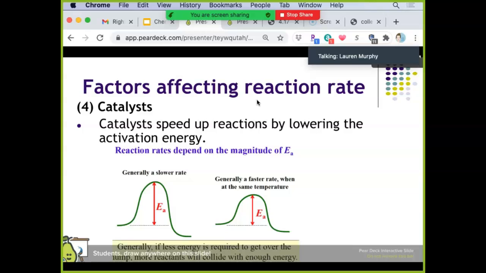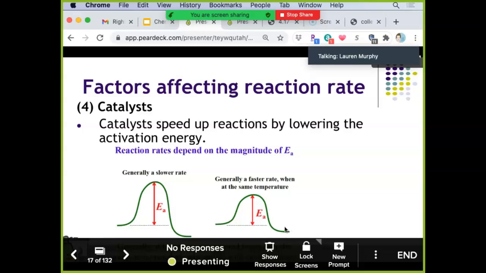So sometimes reactions are really slow. They don't run into each other the right way. They're really hard to do. So you put some sort of catalyst in to help facilitate the reaction to happen. Okay. And what they do is they make the hill lower. If the hill's lower, it's easier to get over.